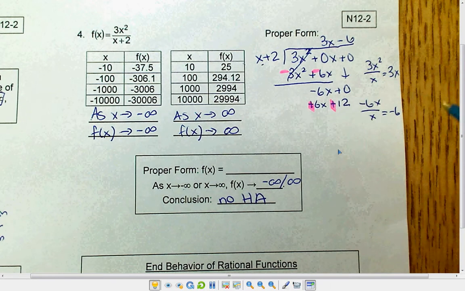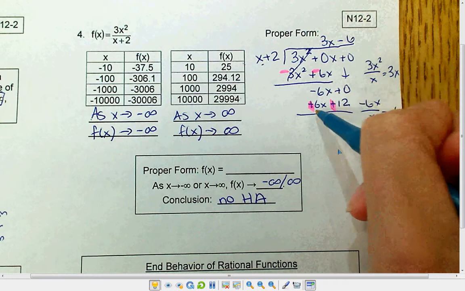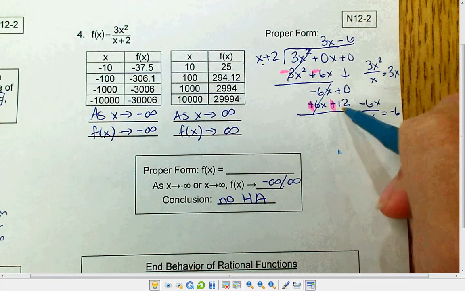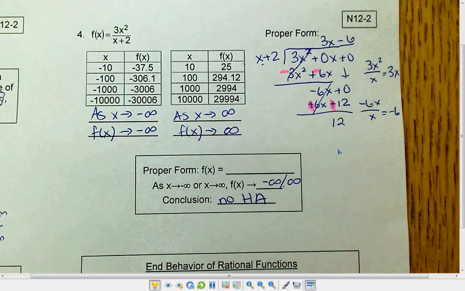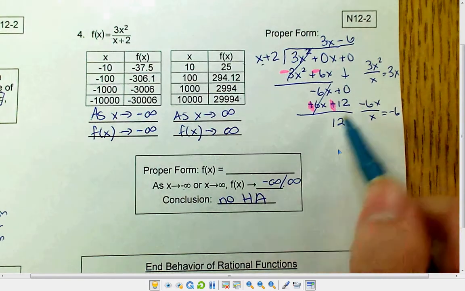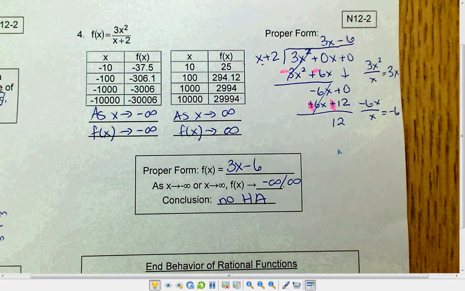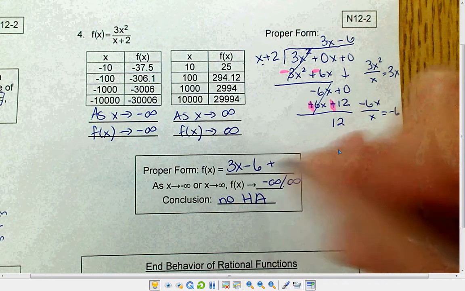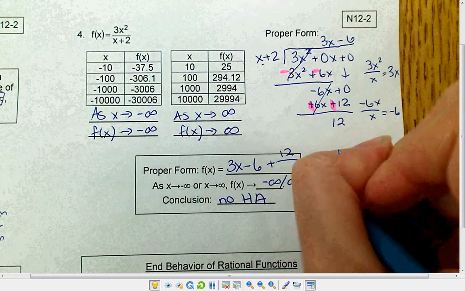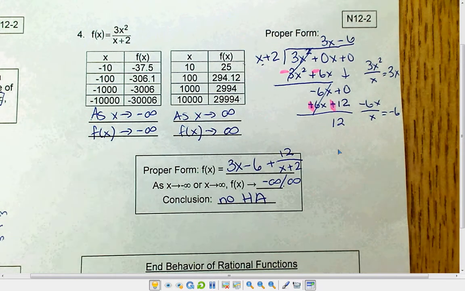Right. And so negative 6, positive 6 cancel out. 0 plus 12 gives me 12. I can't do 12 divided by x, so this is my remainder. So my proper form is 3x minus 6 plus my remainder 12 over x plus 2.